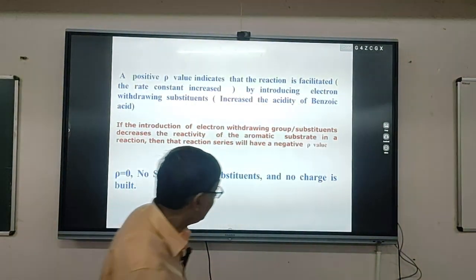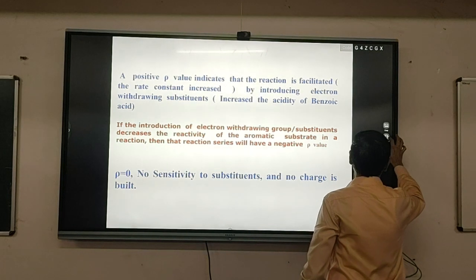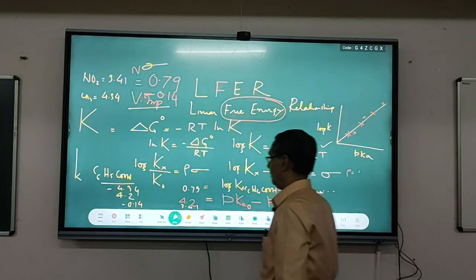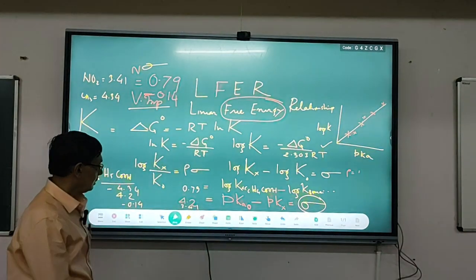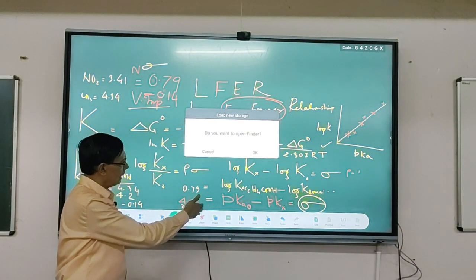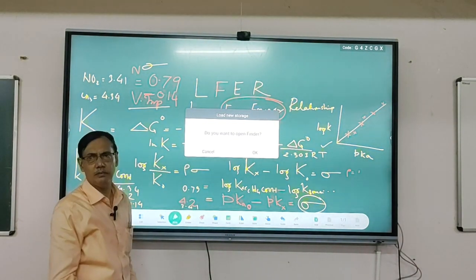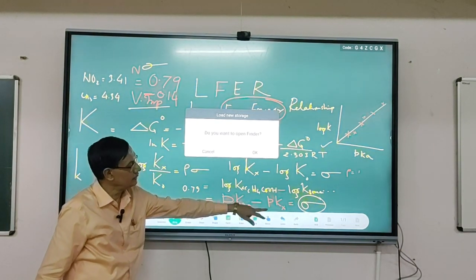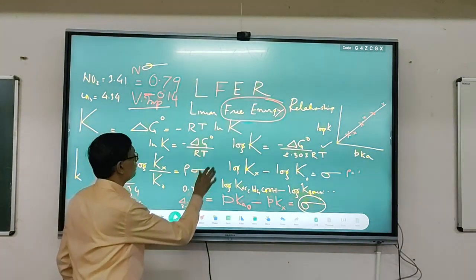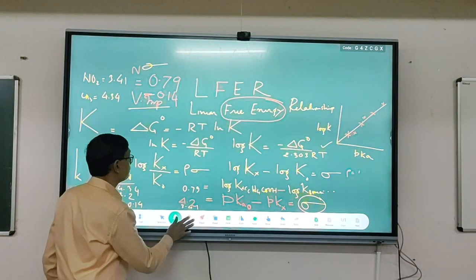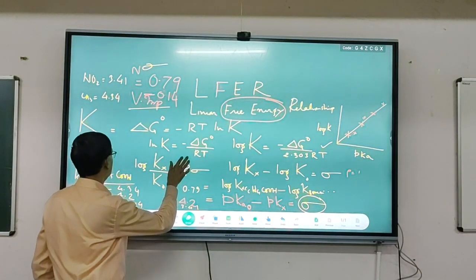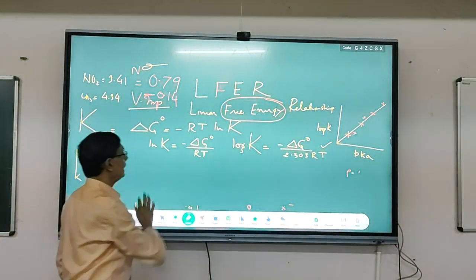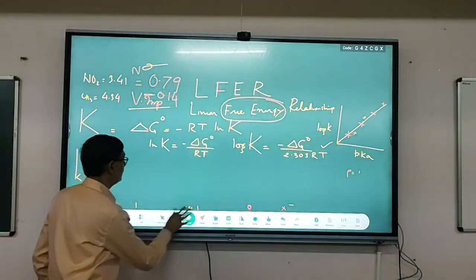Okay, now the last part. The last point is again a question: why is it called the linear free energy relationship? By that method you can calculate any substituent value. That means methoxy you can write, chloro you can write. Now why is it called linear free energy relationship? Any idea about these things?